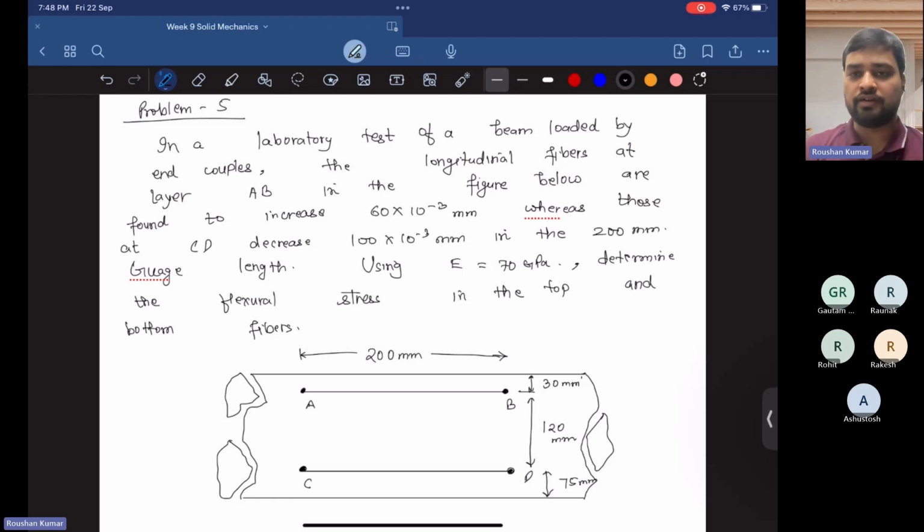Using E equal to, that is Young's modulus given here, 70 gigapascal, determine the flexural stress. Flexural stress is nothing but bending stress. We also call bending stress as flexural stress. So determine the flexural stress in the top and the bottom fibers. Okay, so let's do it.